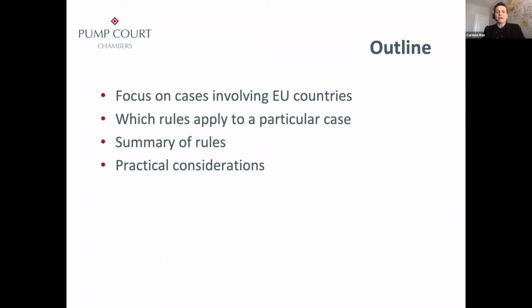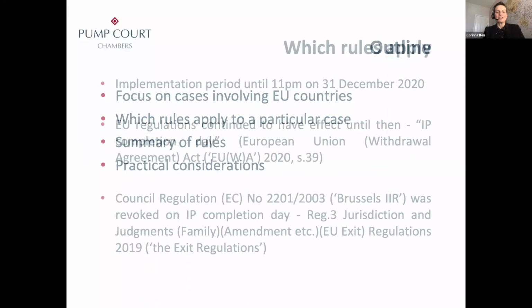The broad outline of the talk, as I've already said, is focusing on cases involving EU countries. Insofar as it's specific, which rules apply to a particular case is the first question, then a summary of the rules, and it will come as no surprise that the two regimes I'll be looking at are Brussels II revised and the 1996 Hague Convention. And then I'll hope to leave a bit of time for some practical considerations, at the risk of sounding like I am teaching my grandmother to suck eggs. And I apologise in advance for that, if that's what I end up doing.